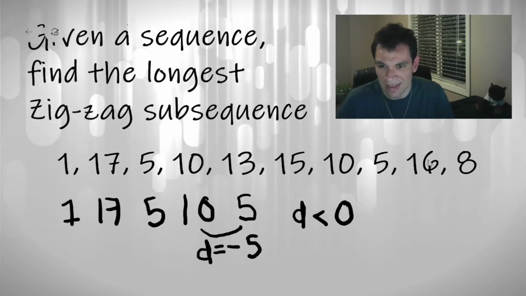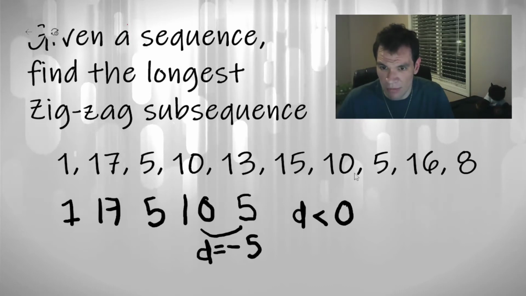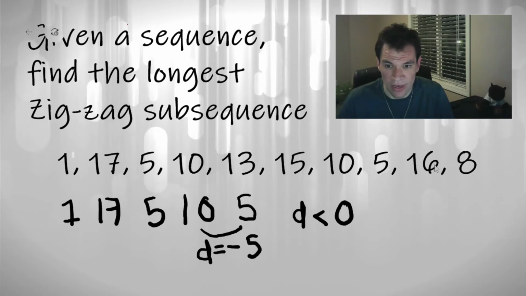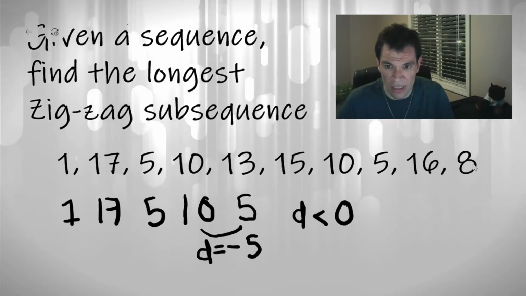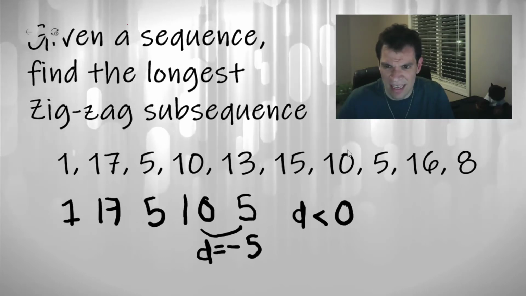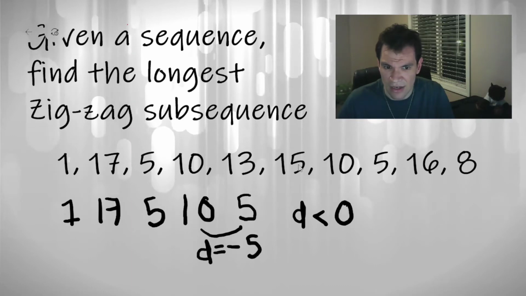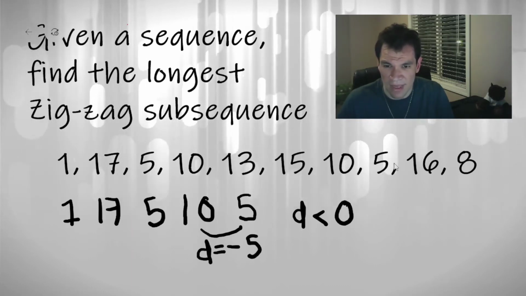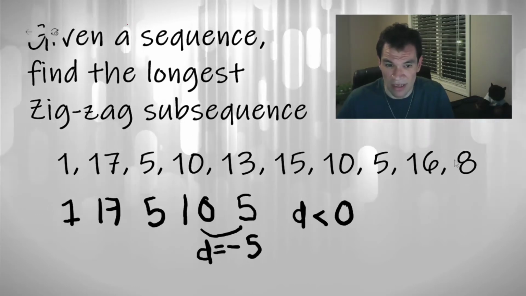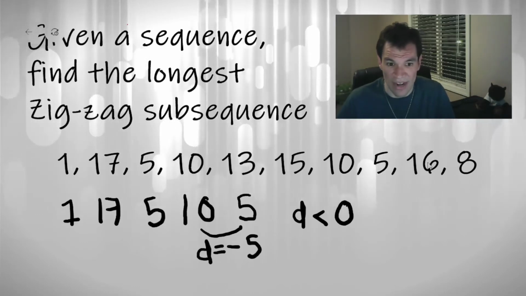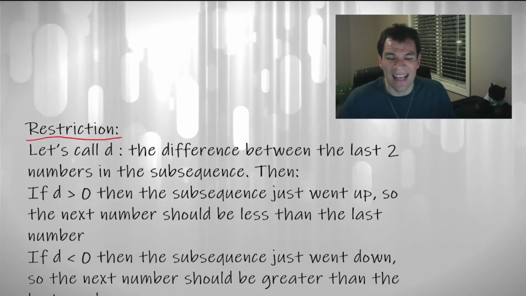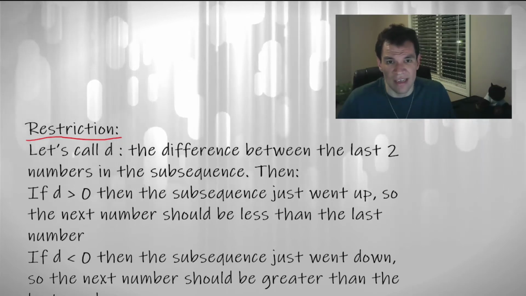So in this case, the next number should be greater than 5. So it could be 16 or it could be 8. But notice that it cannot be 10 nor 15 because the number should be later in the sequence, not just having a greater value.